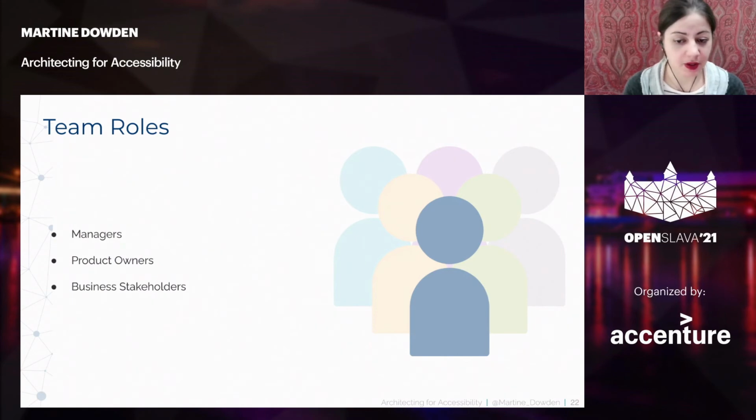Our managers, product owners and business stakeholders are coming to the same idea, right? Accessibility testing takes time, so we need to make sure that that's being allotted for. The other piece is, does our team need training, right? We need to make sure that if the team needs training, there's a budget for that.